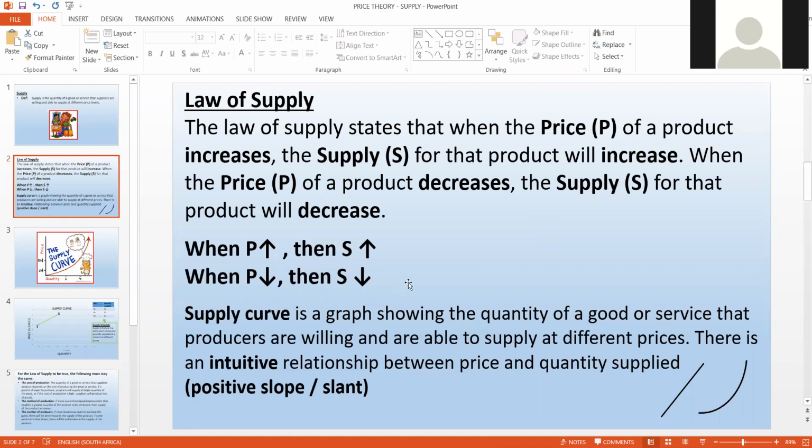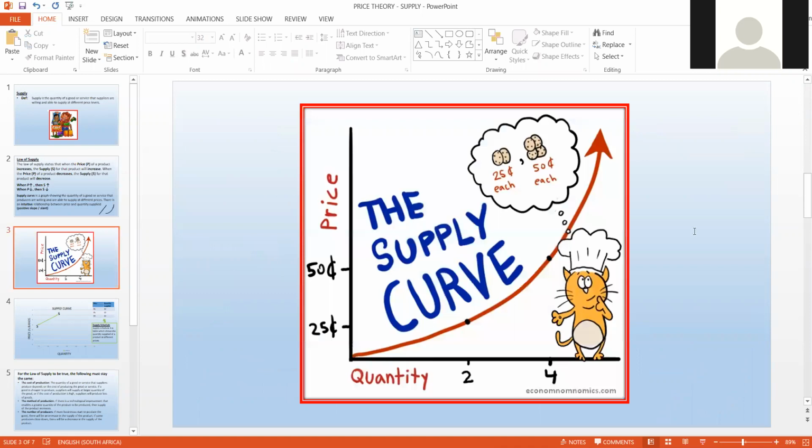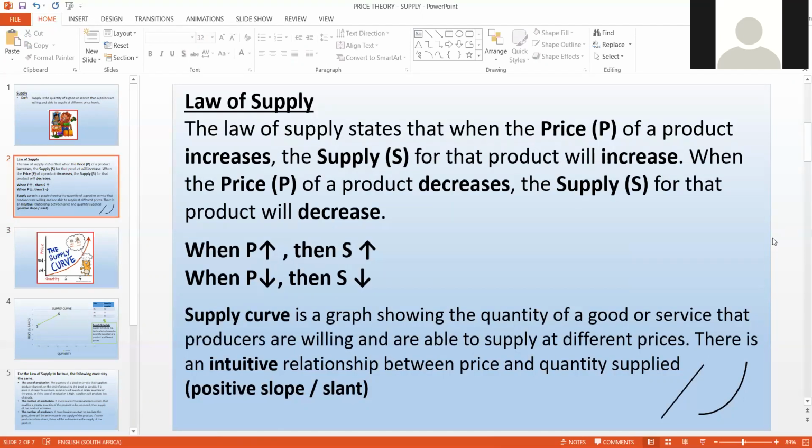All right. Now the supply graph is a graph showing the quantity of a good or service that producers are willing and able to supply at different prices. Now, in this case, with the supply graph, we say that there's a direct relationship between price and quantity supplied, and we say the graph will have a positive slope or slant, and you can see I've indicated that there.